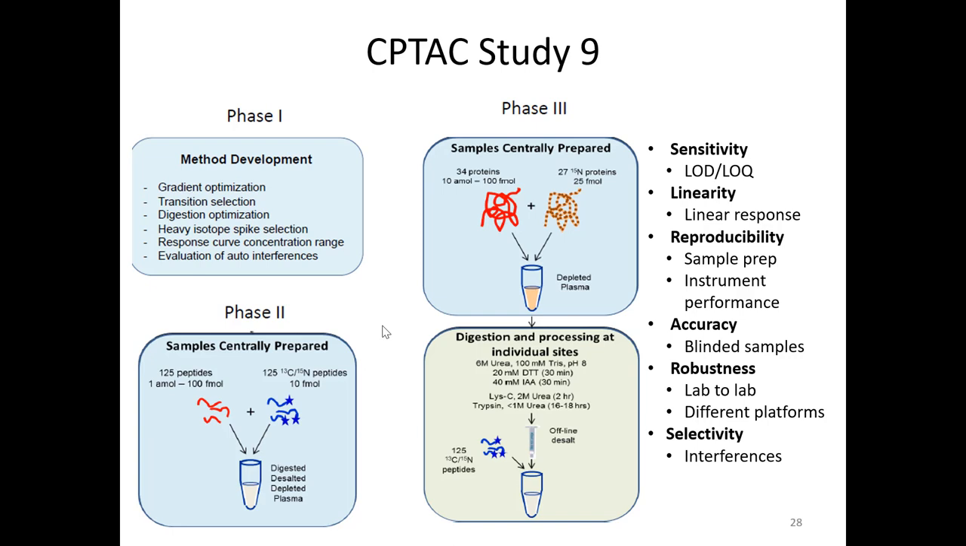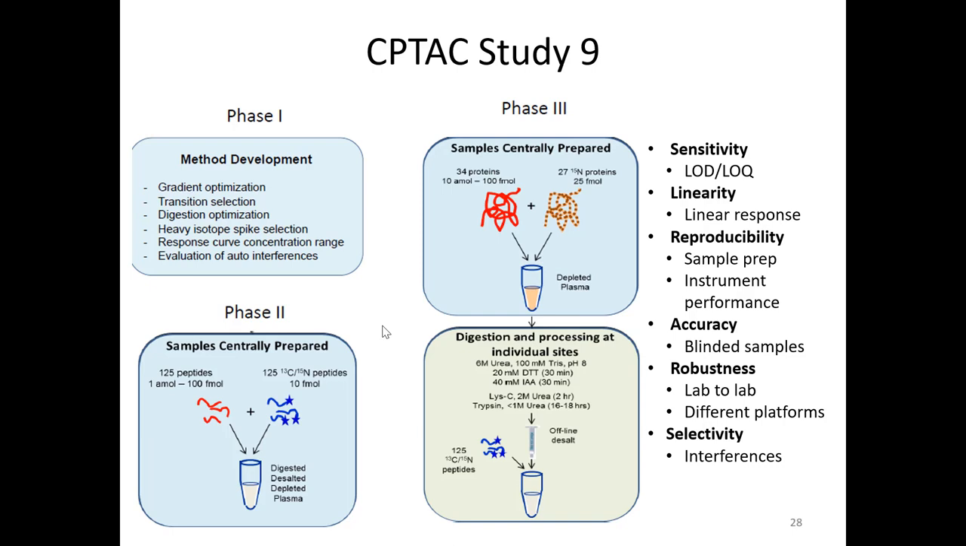The ideal way to spike in your heavy is to spike it in just high enough that you can detect it, and also try to match it to the endogenous concentration of your analyte, if that's possible, or at least within a 10-fold swing. And then how do you design your response curve?